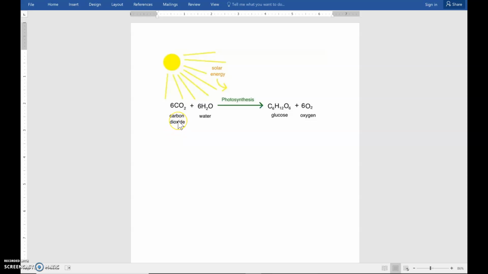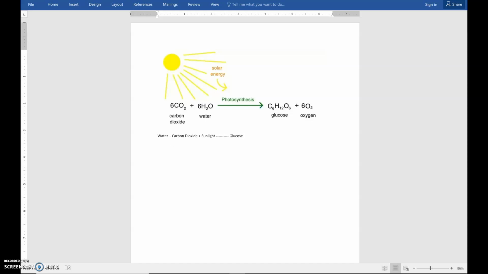For photosynthesis to happen in a plant, we need carbon dioxide, water, and solar energy, or energy from light, specifically the sun usually, and we're going to get out glucose and oxygen. So I'm just going to rewrite it down here. We need water and we need carbon dioxide, and we need sunlight.